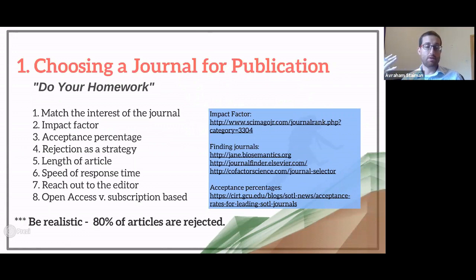But it's important to have that in mind so that when we're writing our original manuscript, our original article, we know what we're aiming for in terms of length, so that it will be within the framework of the journal. I want to go back to number 4 for a second. That's what I like to call rejection as a strategy.